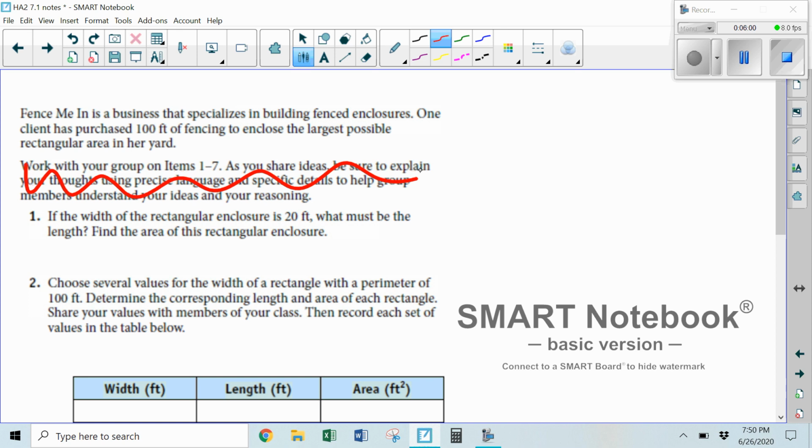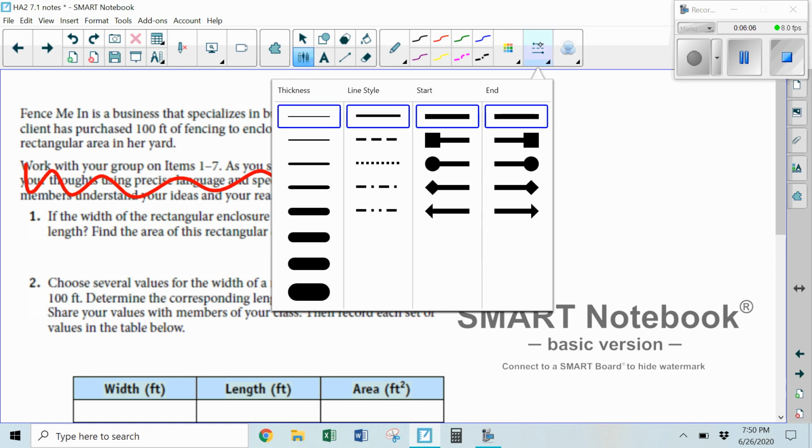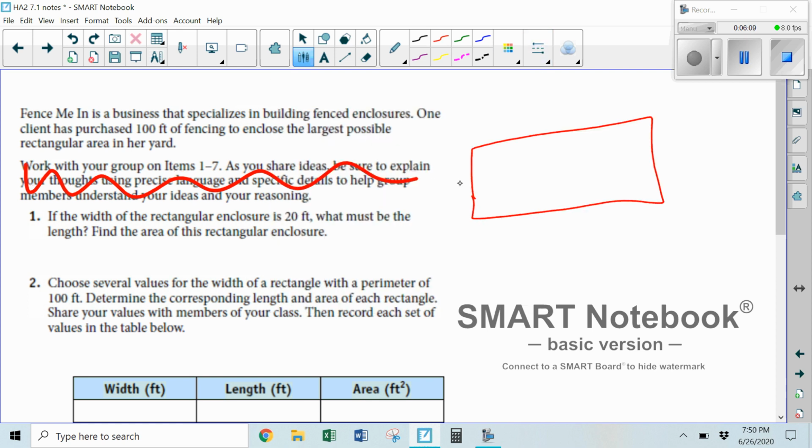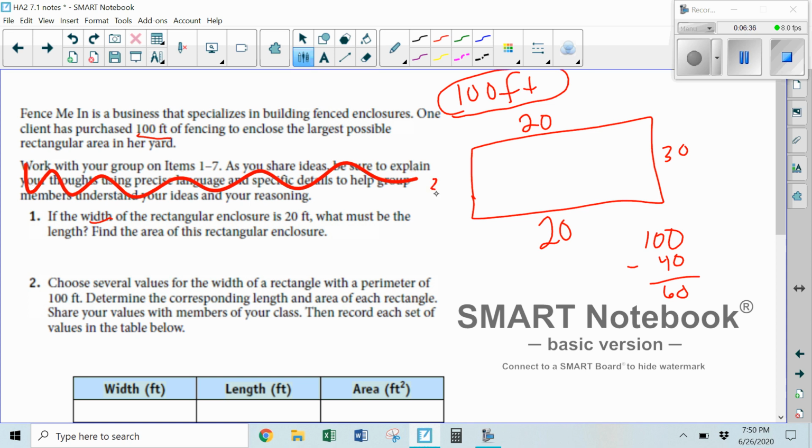Number 1, if the width of the rectangular enclosure is 20 feet, what must be the length? Well, the picture is helpful. So if I have 100 feet total, remember that's perimeter, that's all the sides added up. And I know that the width is 20. So let's say this is width, this is 20, which means this is also 20. Well, that takes care of 40 out of the 100. So 100 feet minus 40 feet leaves me with 60. So each side would have to be then 30. So what is the length? 30 feet is the length.